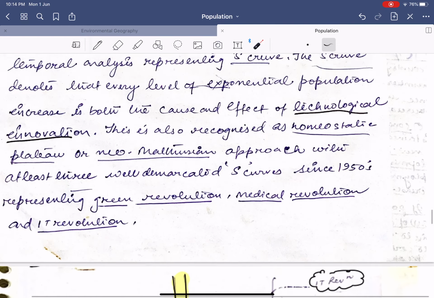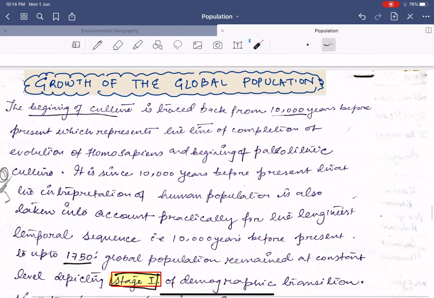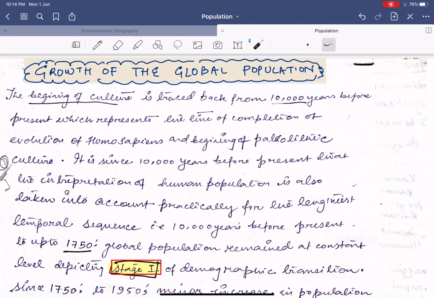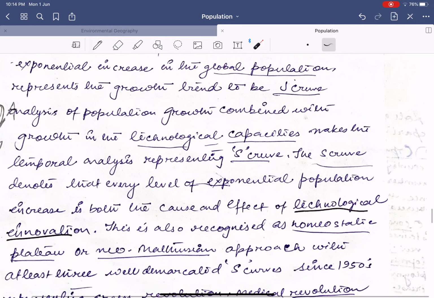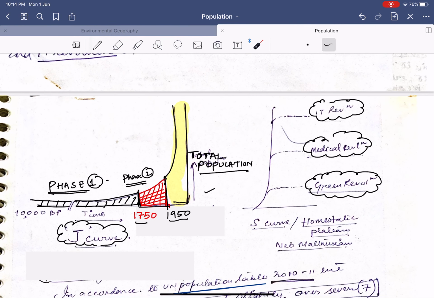So with this, we end your lecture on the growth of the global population. This is quite easy. I hope you won't have any problem. Just do the diagram, and from the diagram itself, you can understand the entire concept. No need to worry about it. Thank you. That will be all for today.